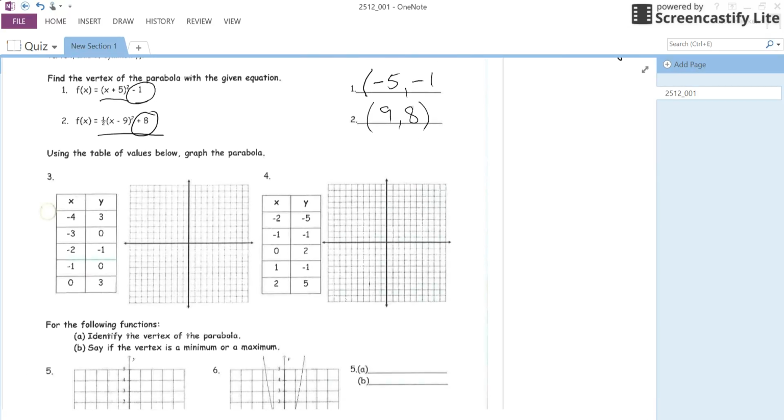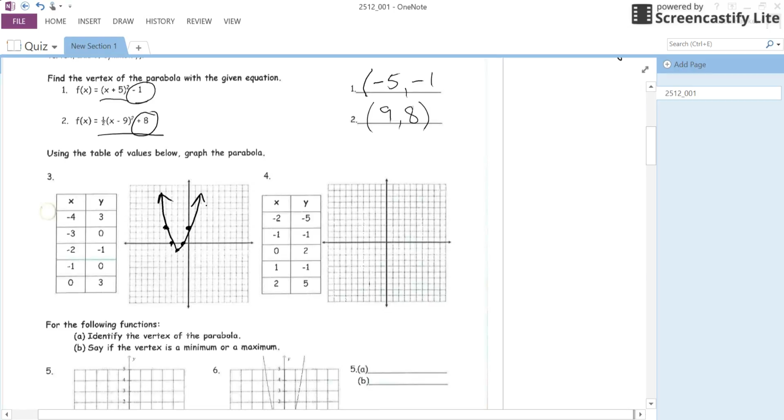Okay, let's look at number 2. All right, so using the given values, graph the parabola. So I'm just going to take -4, 1, 2, 3, 4, up 3, plot a point, then -3, 0, -2, -1, -1, 0, 0, 3. -1, 0. Okay, so then I can go ahead and graph my parabola.